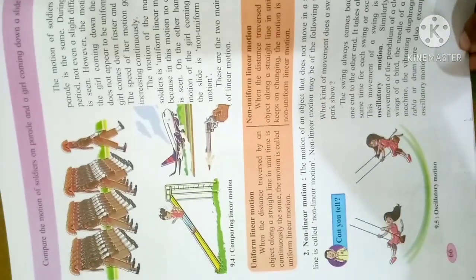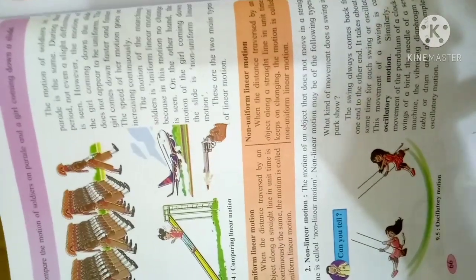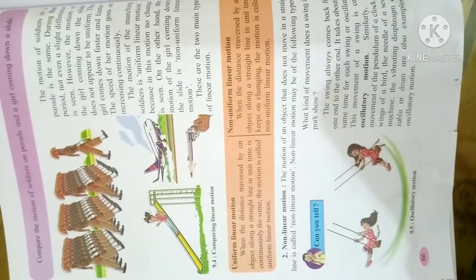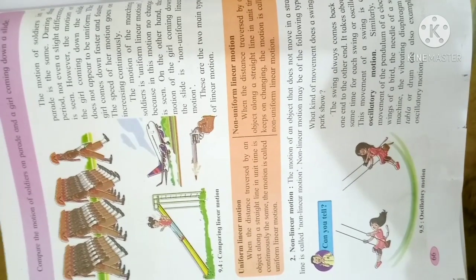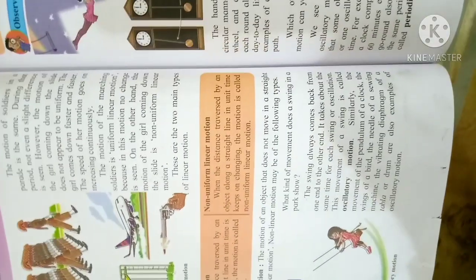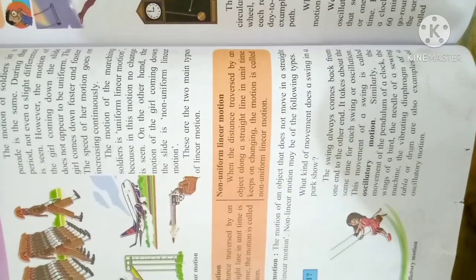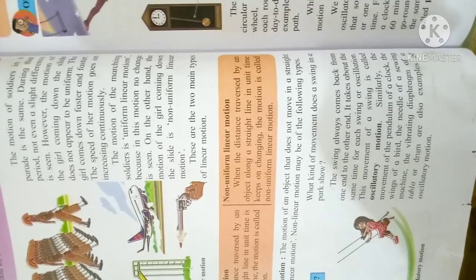Linear motion has two types. One is uniform linear motion and the other is non-uniform linear motion. When the distance traveled by an object along a straight line in unit time is continuously the same, the motion is called uniform linear motion. But non-uniform means that when the distance traveled by an object along a straight line in unit time keeps changing, the motion is called non-uniform linear motion.